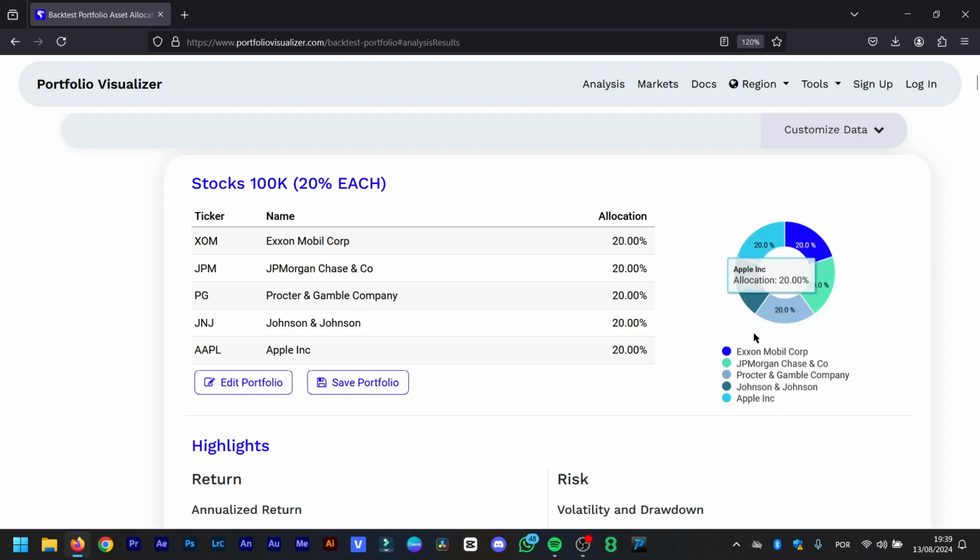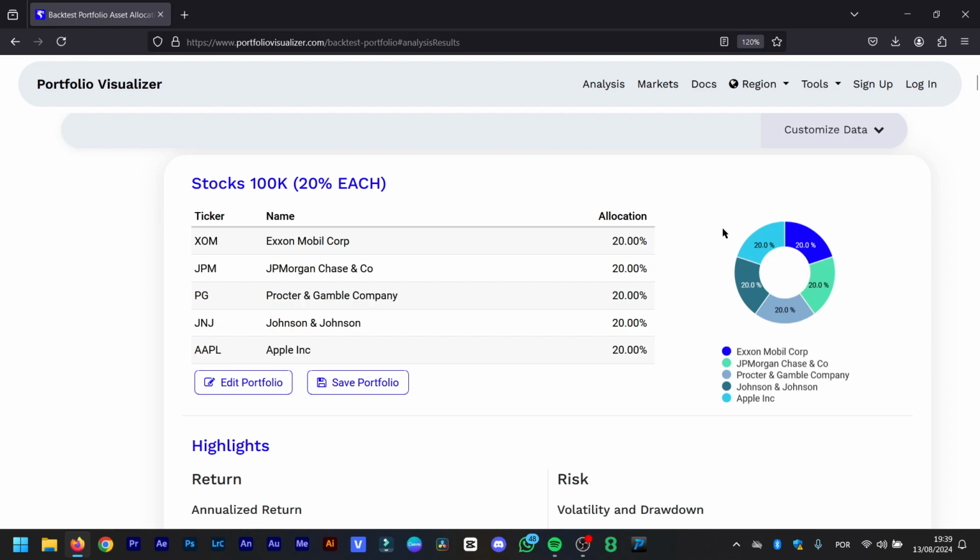And there we have it. So this will be our allocation and our diversification. Our portfolio is now diversified across 5 key sectors: technology, energy, finance, consumer staples, and healthcare. By spreading our investment across these different areas, we've minimized our unsystematic risk.